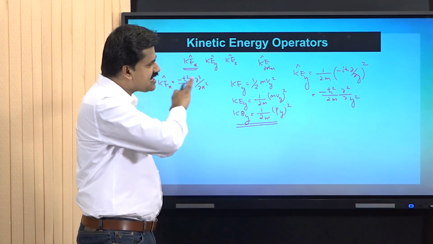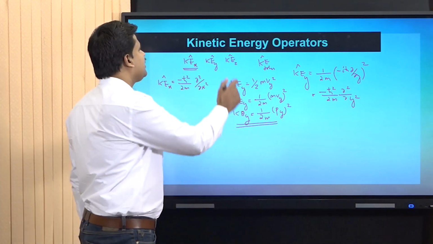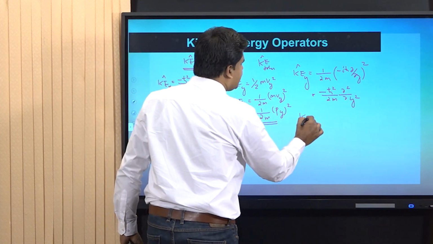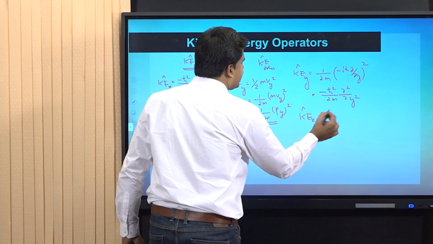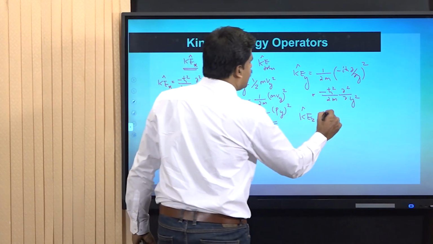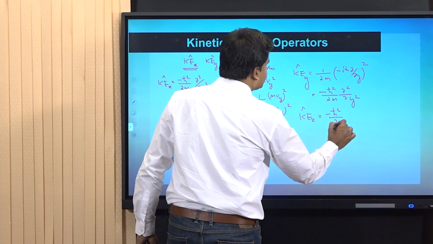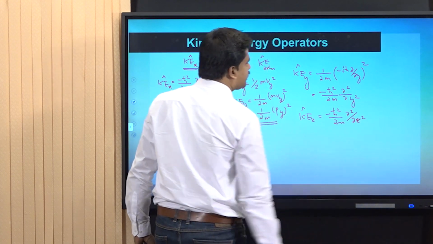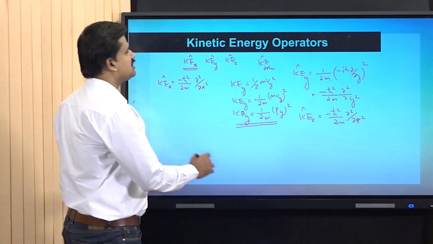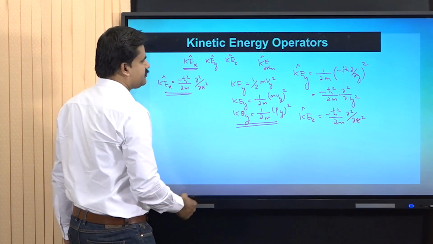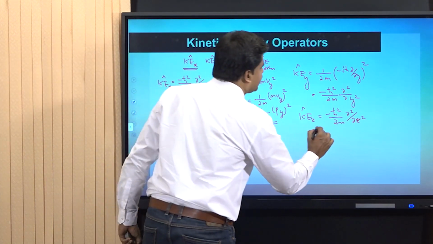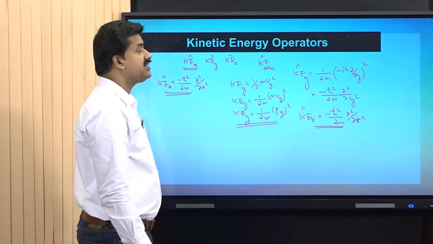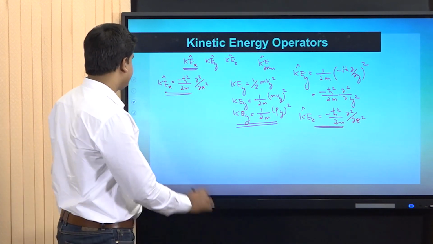By proceeding through a similar method, we can also get the expression for KEz. That is, KEz hat will be equal to minus ħ square by 2m ∂ square by ∂z square. So we have KEx hat, KEy hat, and KEz hat. And finally, there will be one more operator, that is the total kinetic energy operator.